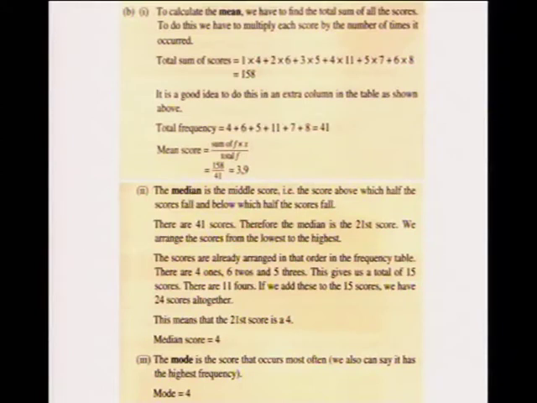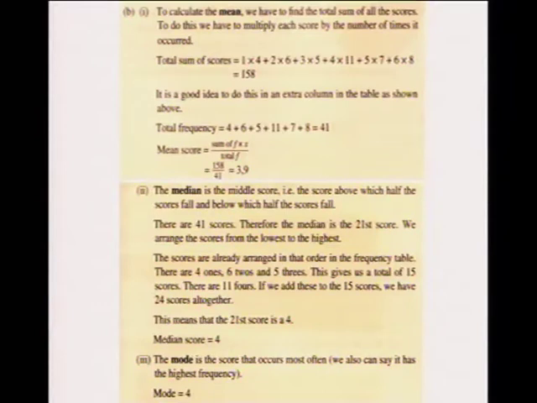To find the mean, we have to find the total sum of all the scores. So the total sum of the scores is 158. And then we divide it by the frequency, which is 41. And you can work it out with your calculator.